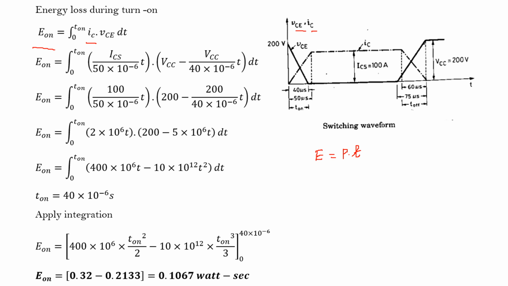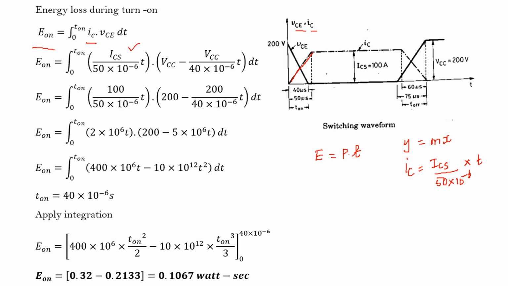This is an increasing waveform. So how to write this? Y is equal to mx. What is y? Y is IC. M is the slope, and slope is y by x. Y is ICS, and x is 50 microseconds, so 50 into 10 power minus 6. Then m into x, and instead of x we have t. So this is the equation.